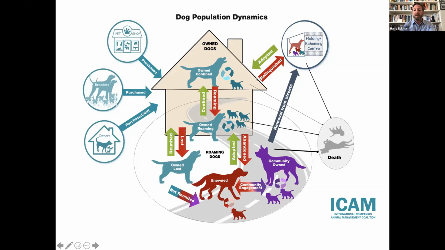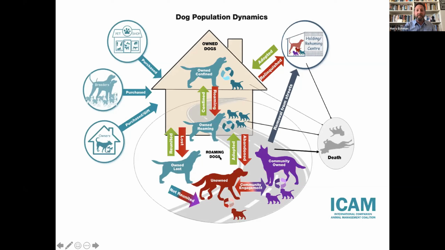So in the document that this is taken from, there's a greater explanation of this, but this gives you a complete picture of the dynamics of where dogs come from, where they go, where they might go, how they might get there. But you don't need to know a great deal about this right now.